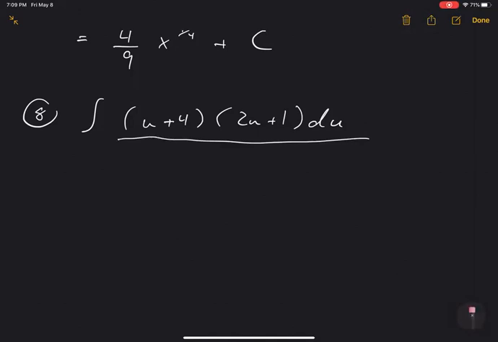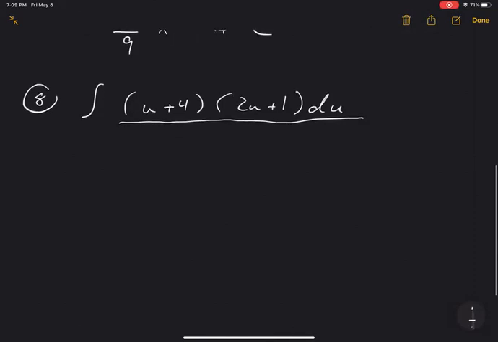In Calc 3, you might see something different, but in this course, we're just doing everything in one variable. So there should only be one variable inside my integral. In this case, it's u, so I don't want to see any x's or anything like that in there. All right. In order to deal with this, what should I do? Well, I have one function, this u plus 4 times another. We'll see in the next section that this presents problems sometimes, but sometimes what we can do to deal with these is just multiply out these functions.